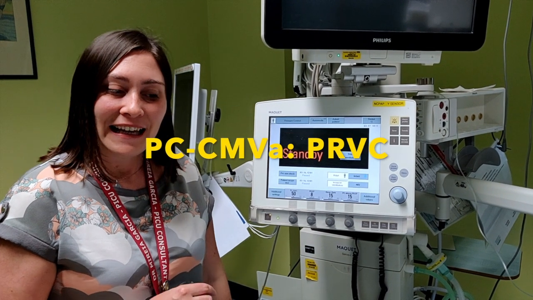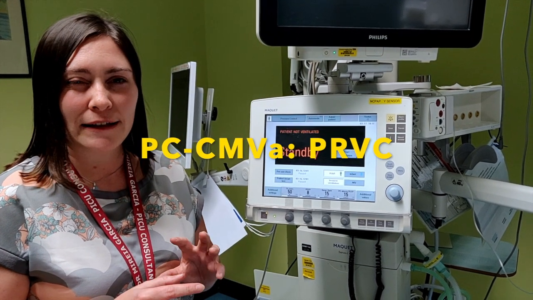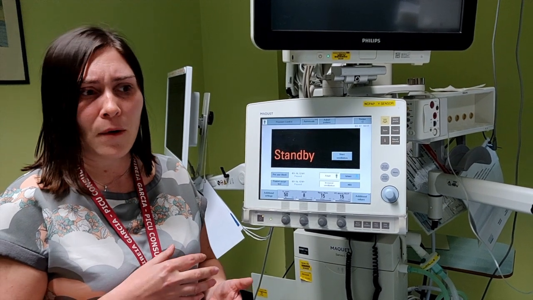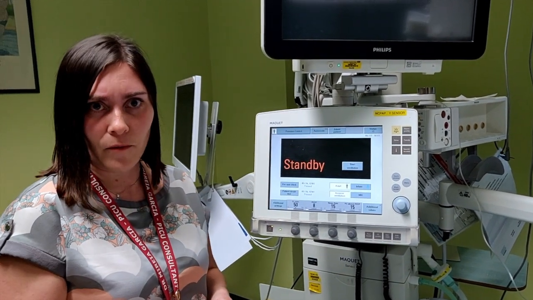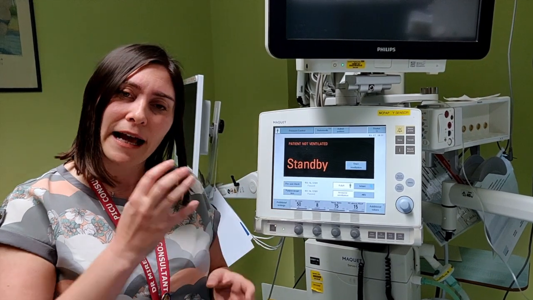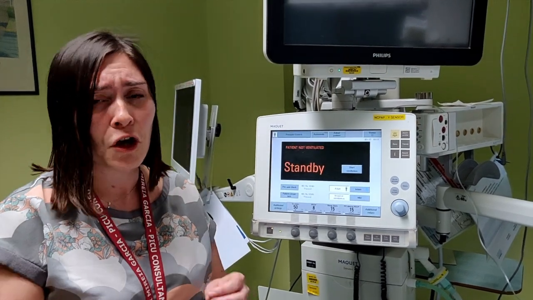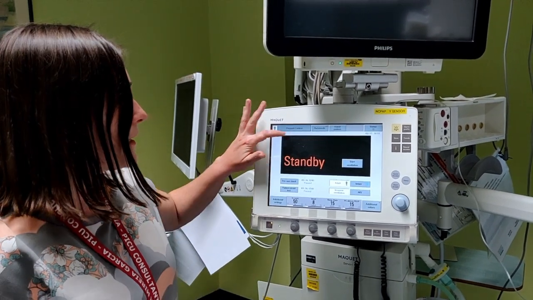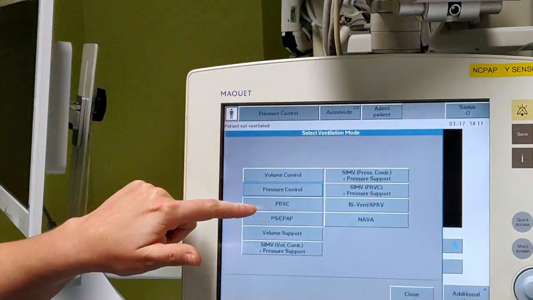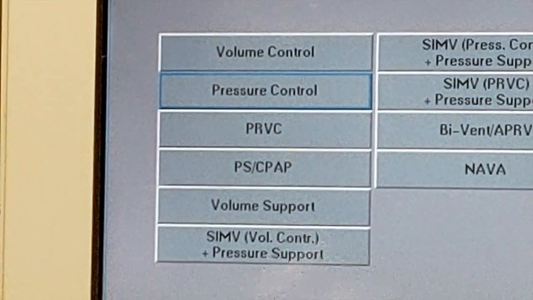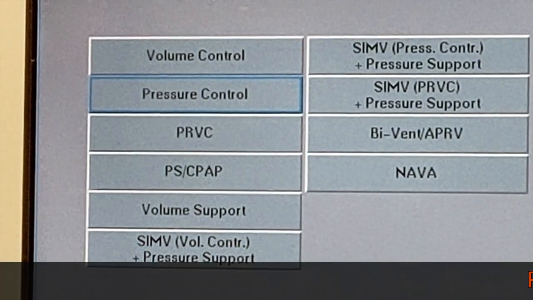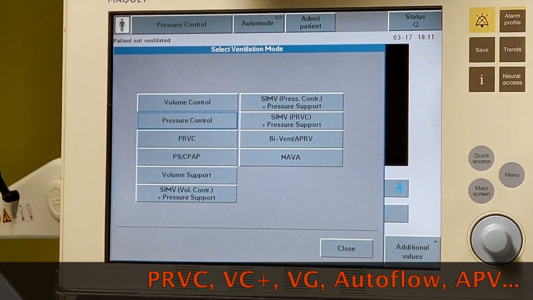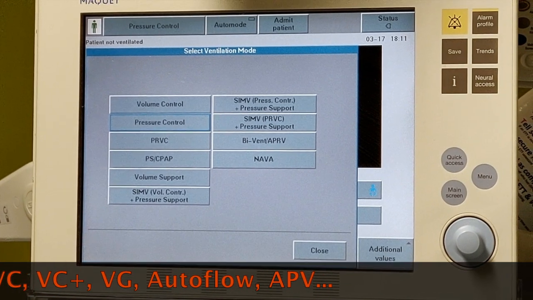Welcome again. We're going to talk now about the mixed modes, which is basically pressure control with a targeted tidal volume. So you're going to tell the ventilator, I would like this patient to receive 300. You deal with how much pressure you need to give. On this ventilator it is called pressure regulated volume control, which is kind of a lie when you analyze the name. On other ventilators it is called volume guarantee, BC plus, auto flow, you name it.